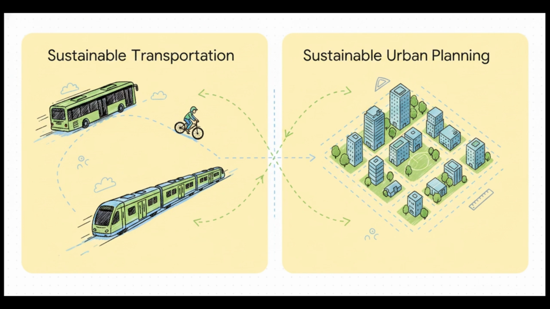Look at a place like Copenhagen, for example, where urban planning actively prioritized protected bike networks and dense mixed-use zoning long before electric cars were mainstream. The planning absolutely has to support the transit.